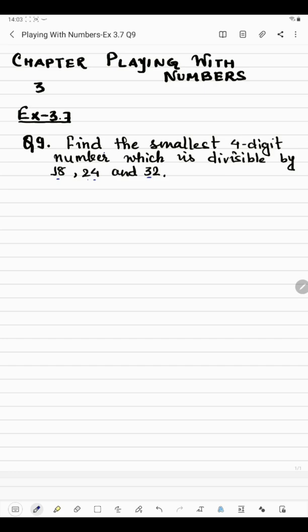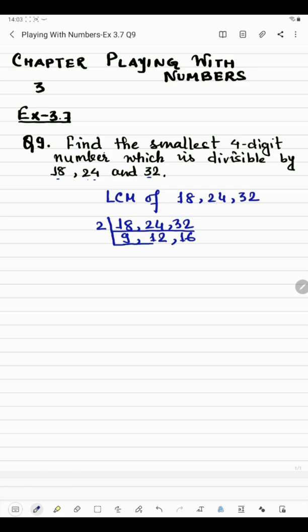So how will you get the number which is to be divisible by 18, 24 and 32? We will have to find the LCM of these three numbers. So LCM of 18, 24 and 32. Okay. So see here, these three numbers come in 2's table. So we will take 2 at first. 2 9s are 18, 2 12s are 24, 2 16s are 32.